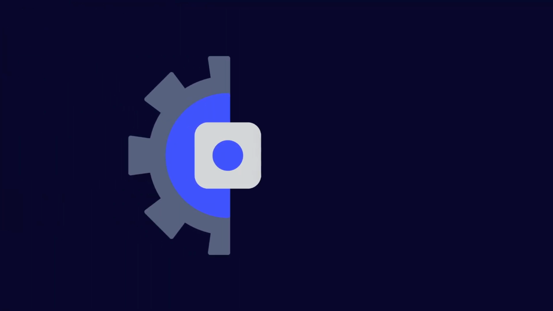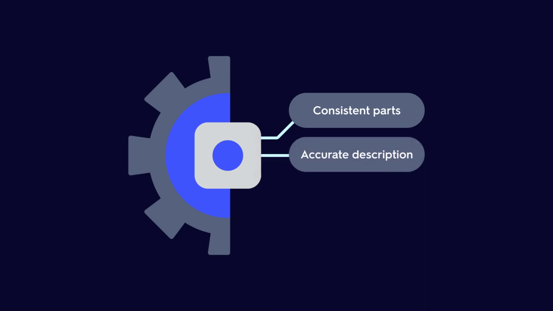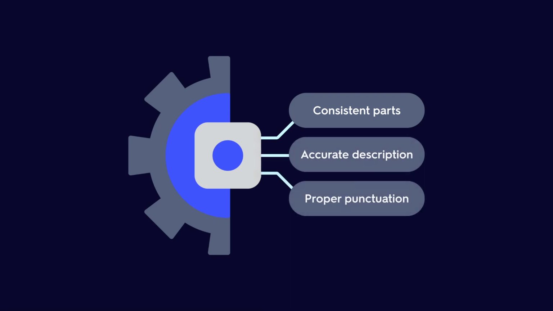To see how all of this fits together, think of a sentence like a small machine. It works when its parts are consistent. It describes the right thing, and its ideas connect with proper punctuation.